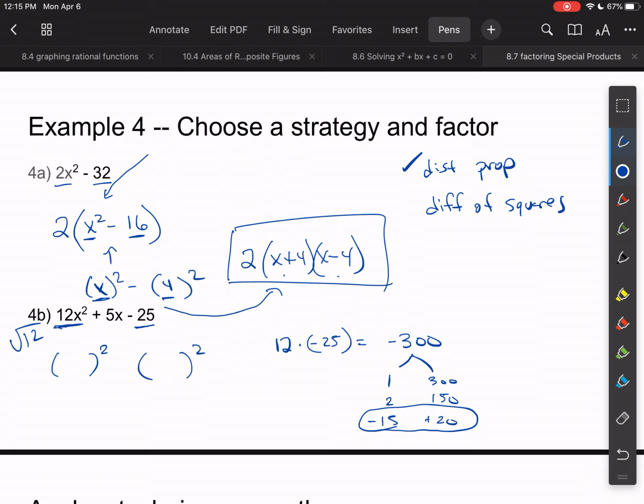Okay, so again, we can't use a perfect square trinomial, so we're going to factor the long way. So this becomes 12x squared minus 15x plus 20x minus 25. Okay, and then I use grouping.